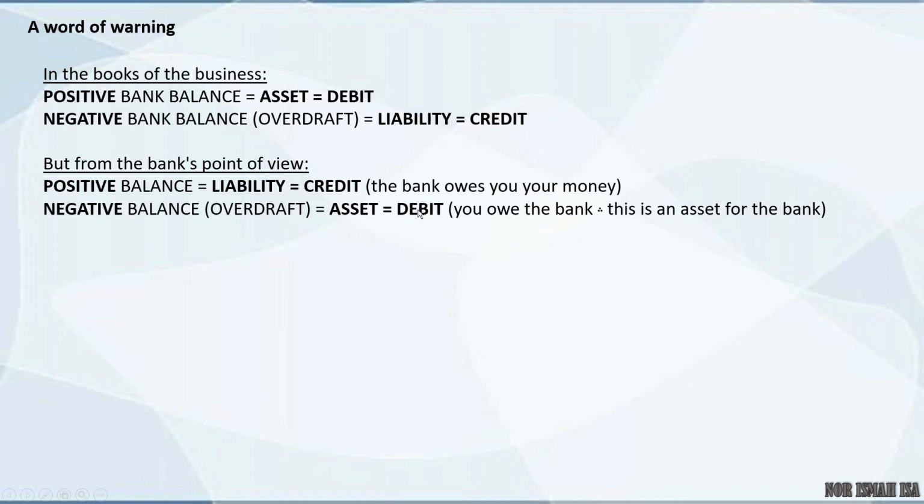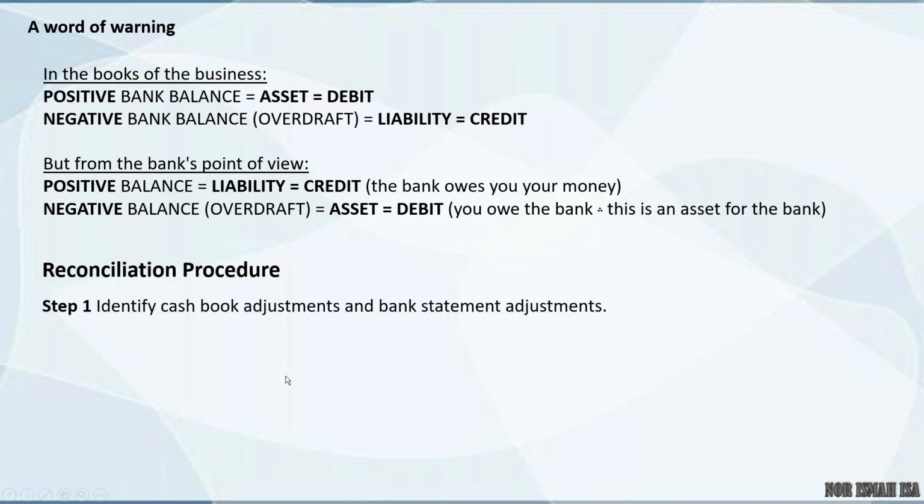As for the negative balance, which is overdraft, this is an asset or debit balance for the bank, because the bank will receive payment from the business, including the interest. So this is an asset for the bank. So you need to know that as for the bank, the normal balance will show a credit balance in the bank statement. As for the cash book, the normal balance will show the debit balance.